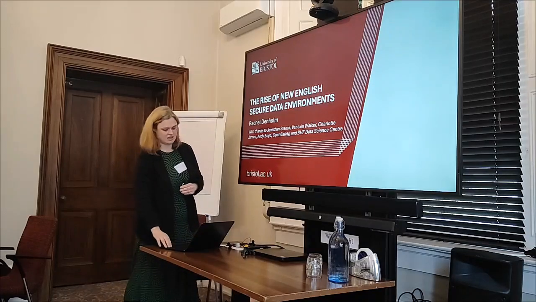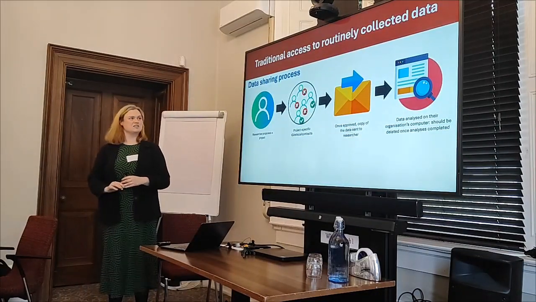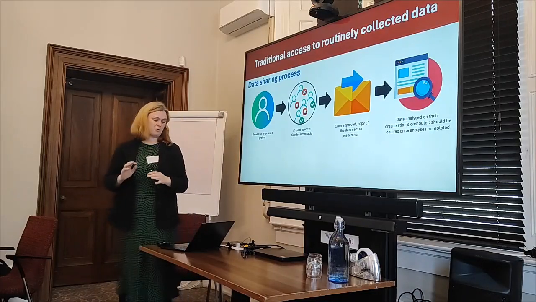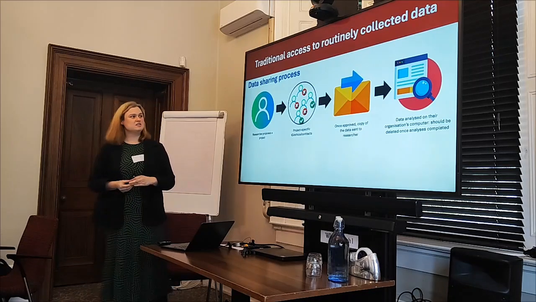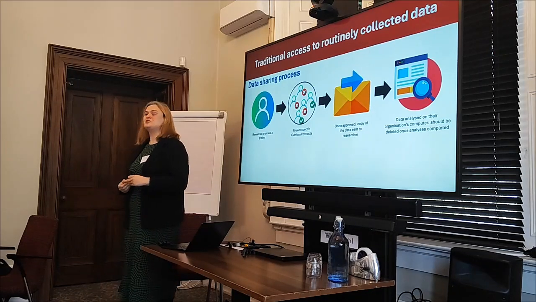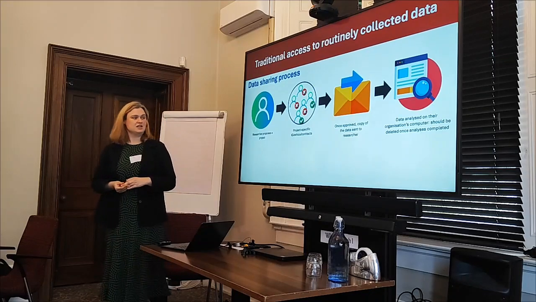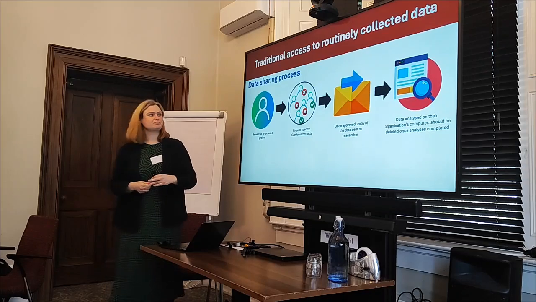Okay, so I'm going to start at the beginning, as I do with these talks. Traditionally, we have a data sharing practice for health and social care data in the UK. And what I mean by health and social care data is NHS health and social care data: general practices, hospital trusts, and often social care data as well.